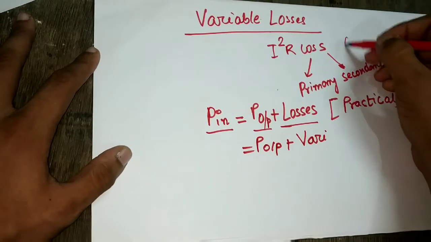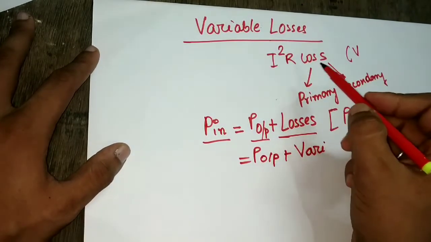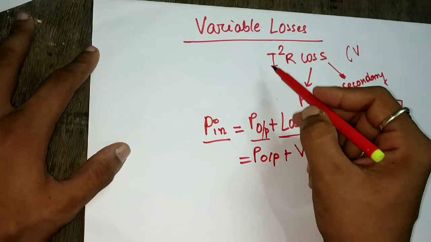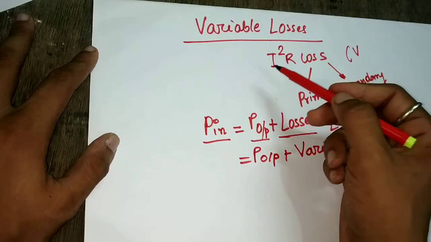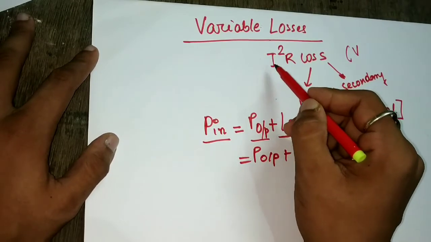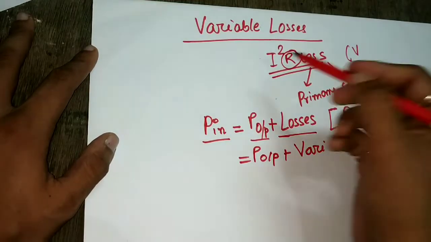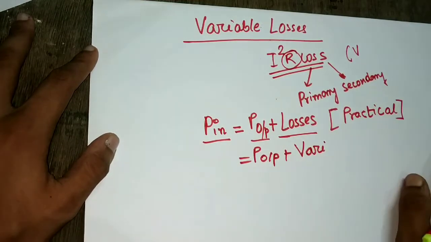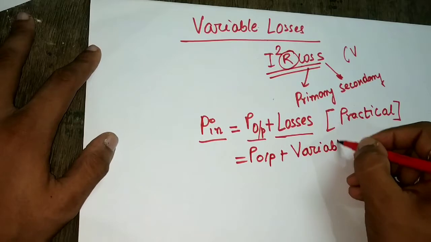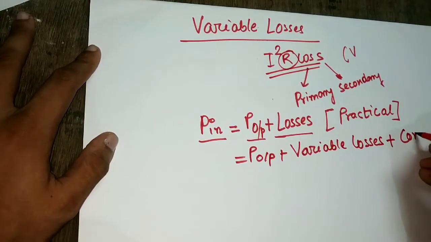Why are these known as variable losses? Because if you change the circumstances of the transformer, that means input voltage, output voltage, then this current will change. As this current will change, with resistance kept constant, this loss will vary as the current varies. So these are the variable losses, plus constant losses.